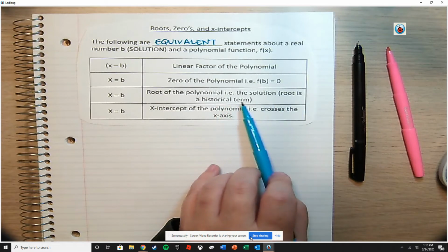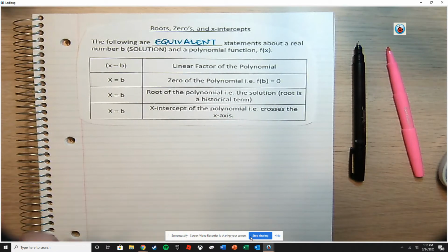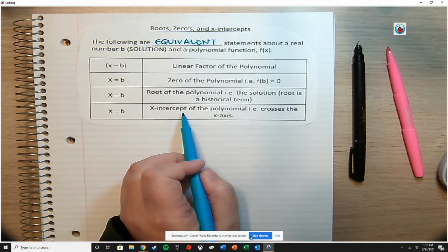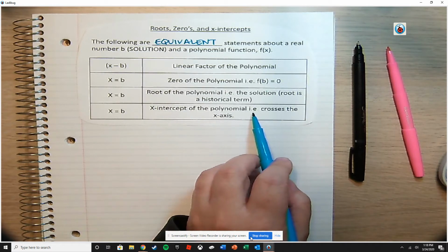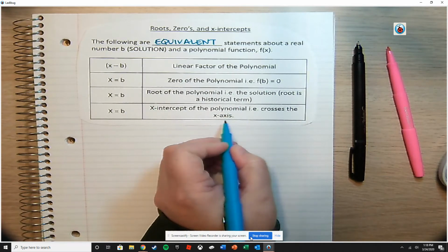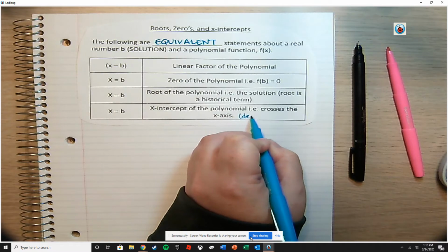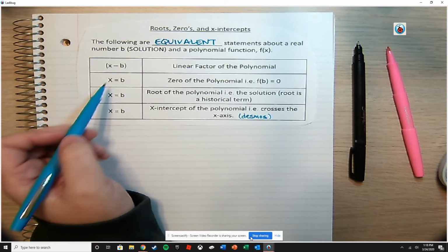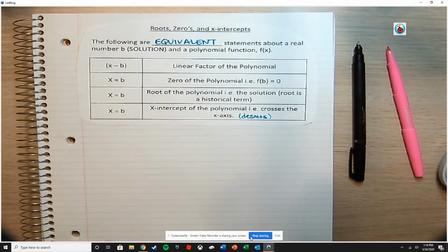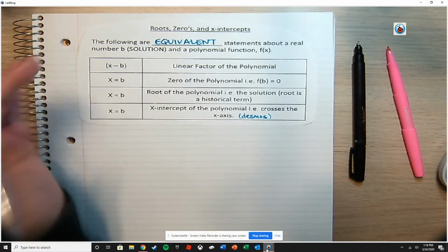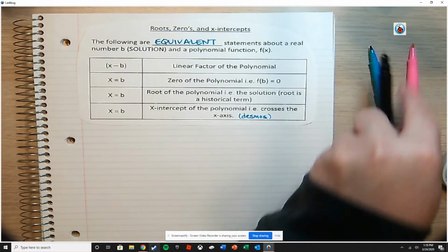Root is a historical term. It's just something we've used for years and years and years. But x equals b is also the x-intercept of the polynomial, in other words, where it crosses the x-axis. In this case, this is where Desmos can be helpful. And for the other two, this is where we also use our synthetic division and our factoring skills. Now that I know all of these things, I'll switch back to the Delta Math assignment.